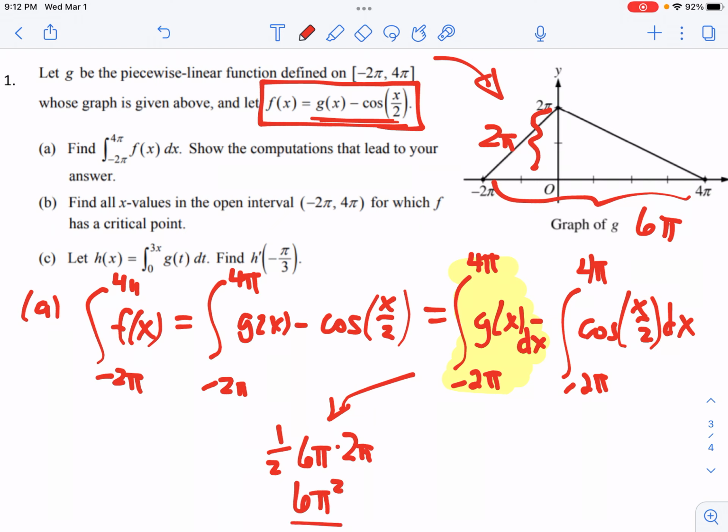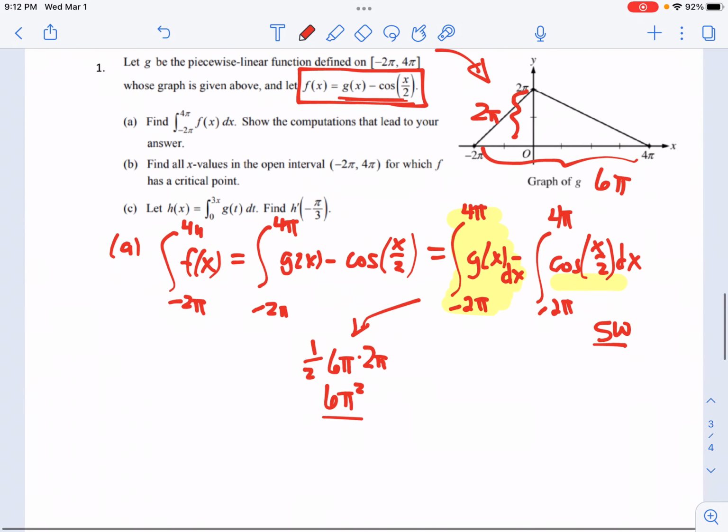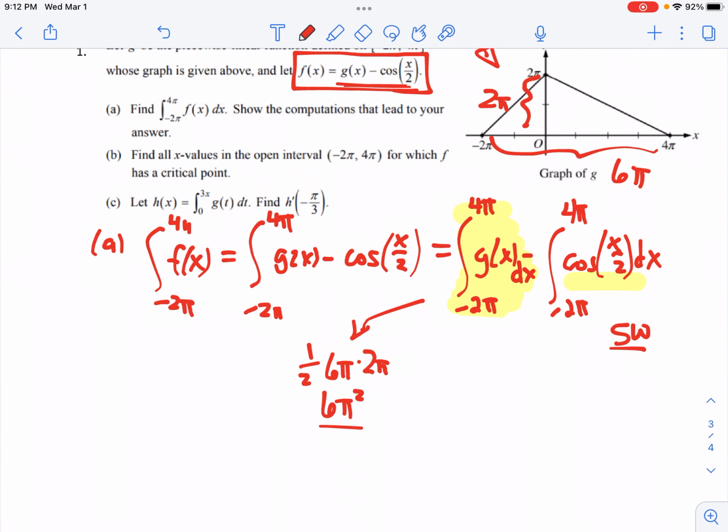Now the second piece of the expanded integral, the integral from negative 2 pi to 4 pi of cosine x over 2 dx, is a little tougher. In fact, we don't have a nice handy integral that's memorized. We're going to have to use u substitution. Here's my side work, I'll label it SW. To find the integral, let u equal x over 2. So du equals 1/2 dx.